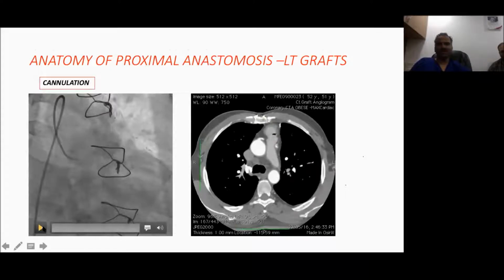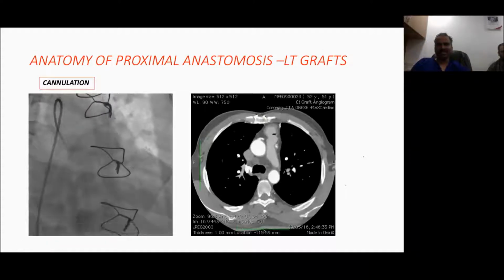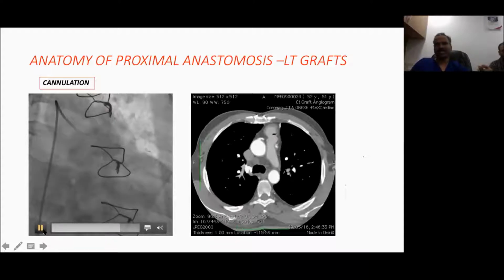Yeah, you can see how I'm cannulating in this case, but I'll come to cannulation later on again. So this is an RAO view. In an RAO view, I'm facing my tip anteriorly, and I'm just pulling the catheter back. It just goes and engages your graft.